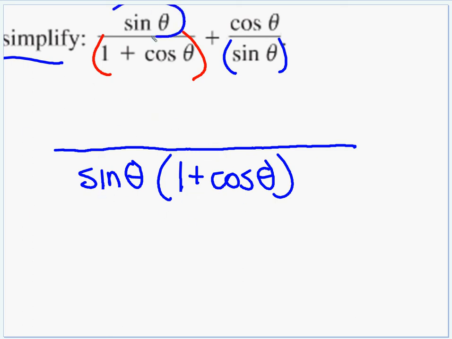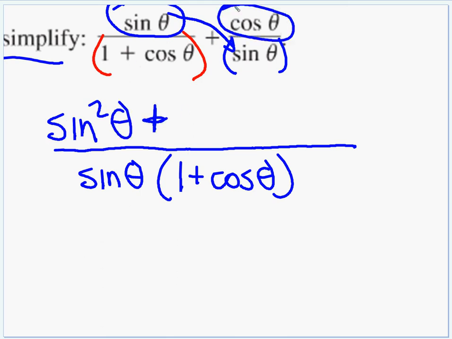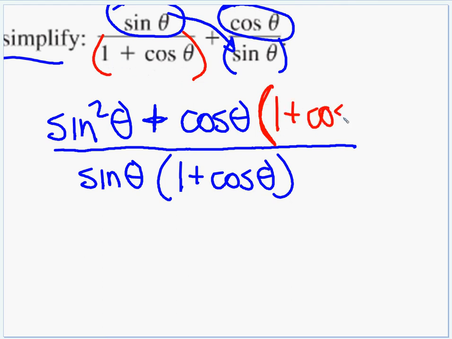Now this sine is going to get multiplied by what's missing under it. That's another sine. So that is sine squared. Plus this numerator cos theta, is going to get multiplied by the other denominator. And again, that's why I put it into red parenthesis, because that will remain a quantity, 1 plus cos theta.